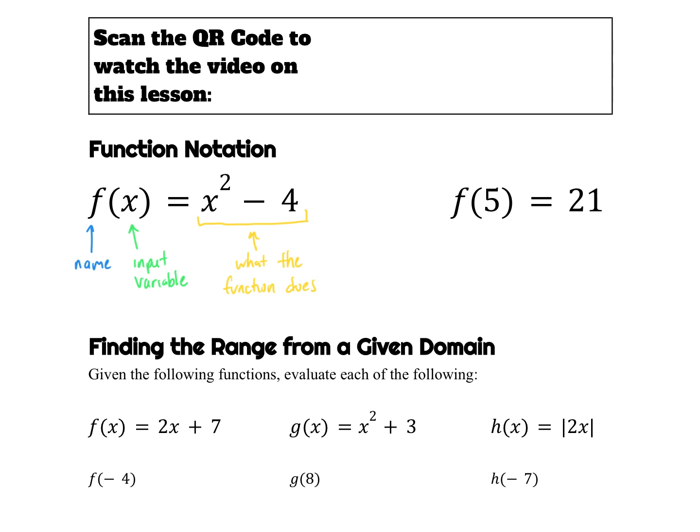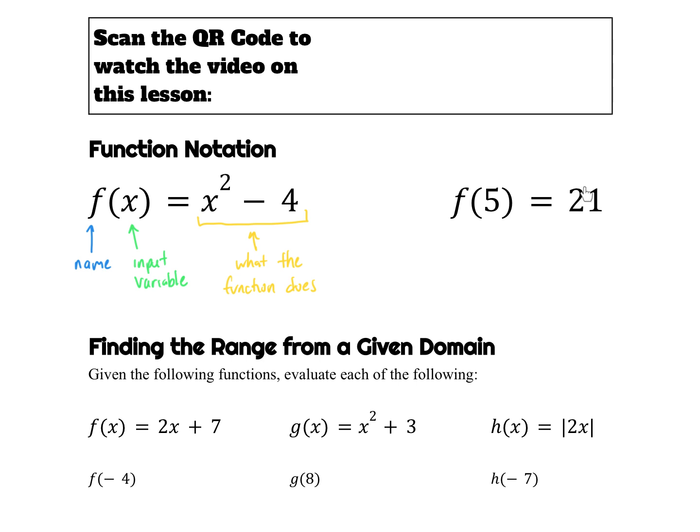Okay, now it's important for you to know that this doesn't mean multiplication. This is pronounced f of x. So f of x equals x squared minus 4, which means we have a function with the name f, and it takes our input and it squares it and then subtracts 4. So for example, over here, when we say f of 5 equals 21, what we did was we said, okay, take 5 and input it for x, and then what do we get? So 21 is our output now.